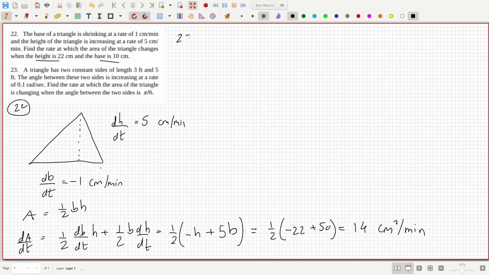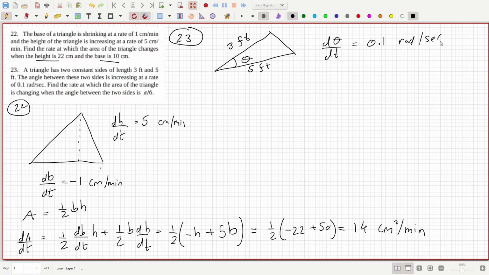Okay, 23. A triangle has two constant sides of length 3 feet and 5 feet. The angle between these two sides is increasing at a rate of 0.1 radian a second. So you have a triangle here, and this is a constant 3 feet, and this is a constant 5 feet, and this angle here, theta, the d theta/dt is increasing at 0.1 radians a second. Find the rate at which the area of the triangle is changing.